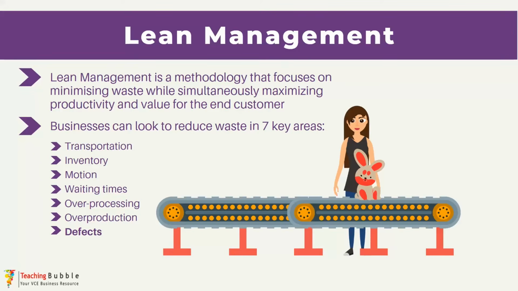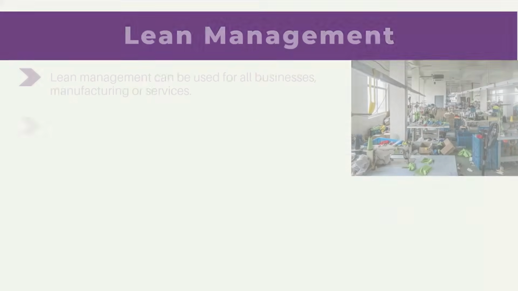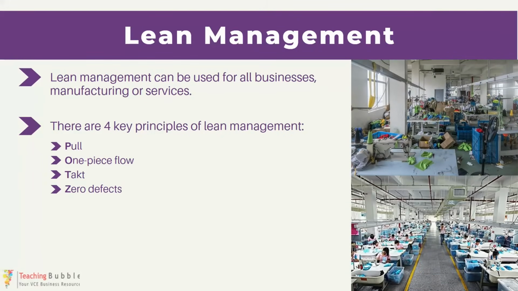So while the focus is on the 4 principles of lean management, hopefully that provides the groundwork of the types of waste we're talking about and the types of waste that lean management can really impact and reduce. So let's take a look at the 4 principles. Lean management can be used for all types of businesses, whether it be manufacturing or service businesses. And the 4 principles that we were talking about are called the pull principle, one-piece flow, Takt, and zero defects. So we're going to look at each one of these.